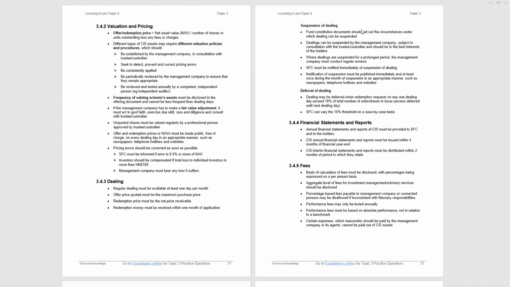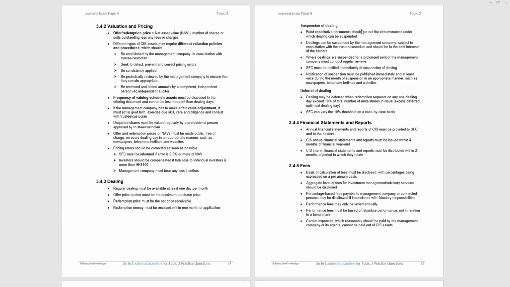Now, valuation and pricing was dealt with in the Fund Manager Code of Conduct, and here it's being dealt with in the Code and Unit Trust mutual funds. To be honest, they may not make a distinction as to the source of the material and valuation pricing. If it was to come up, it'd be one question.